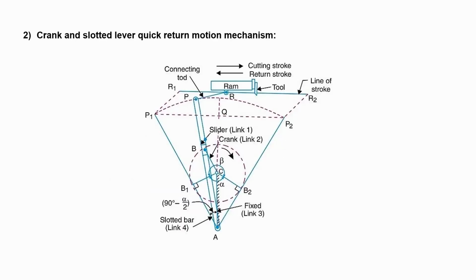The second mechanism is the crank and slotted lever quick return mechanism. In this, the forward stroke is performed when the crank goes from B1 to B2, and the return stroke is performed when the crank goes from B2 to B1. As we can see, the angle covered in the forward stroke is beta and in the return stroke is alpha. As alpha is less than beta, the return stroke is performed much quicker than the forward stroke.